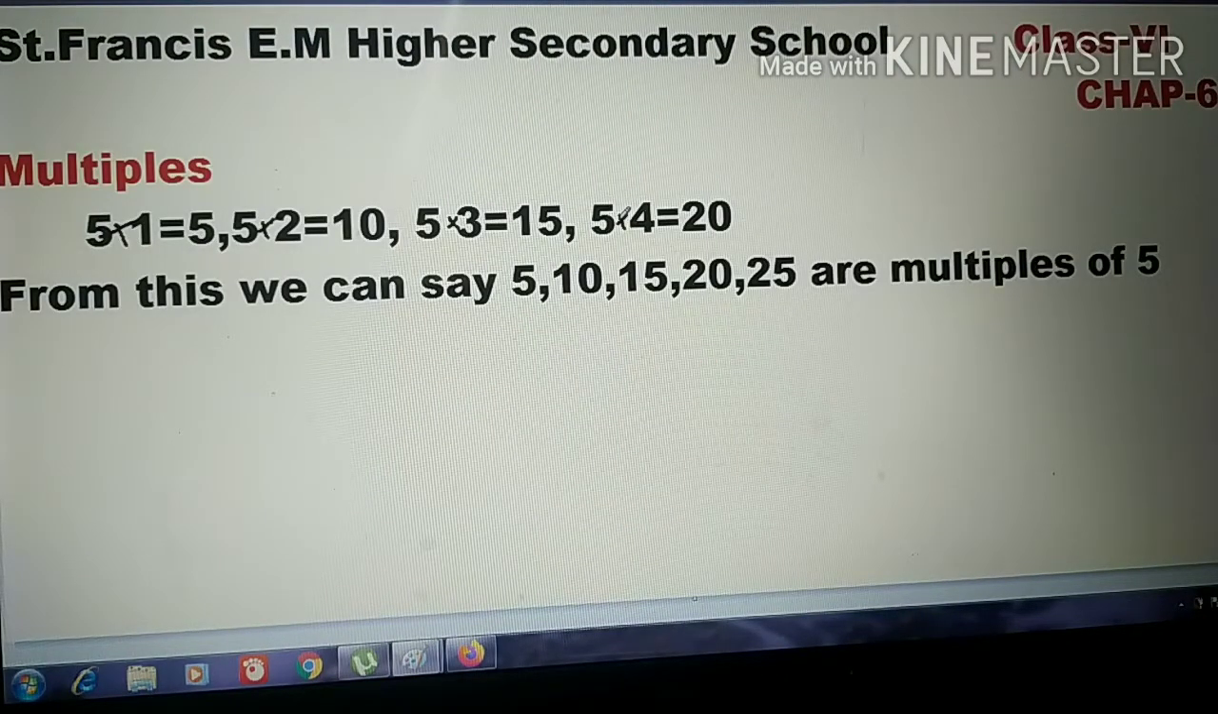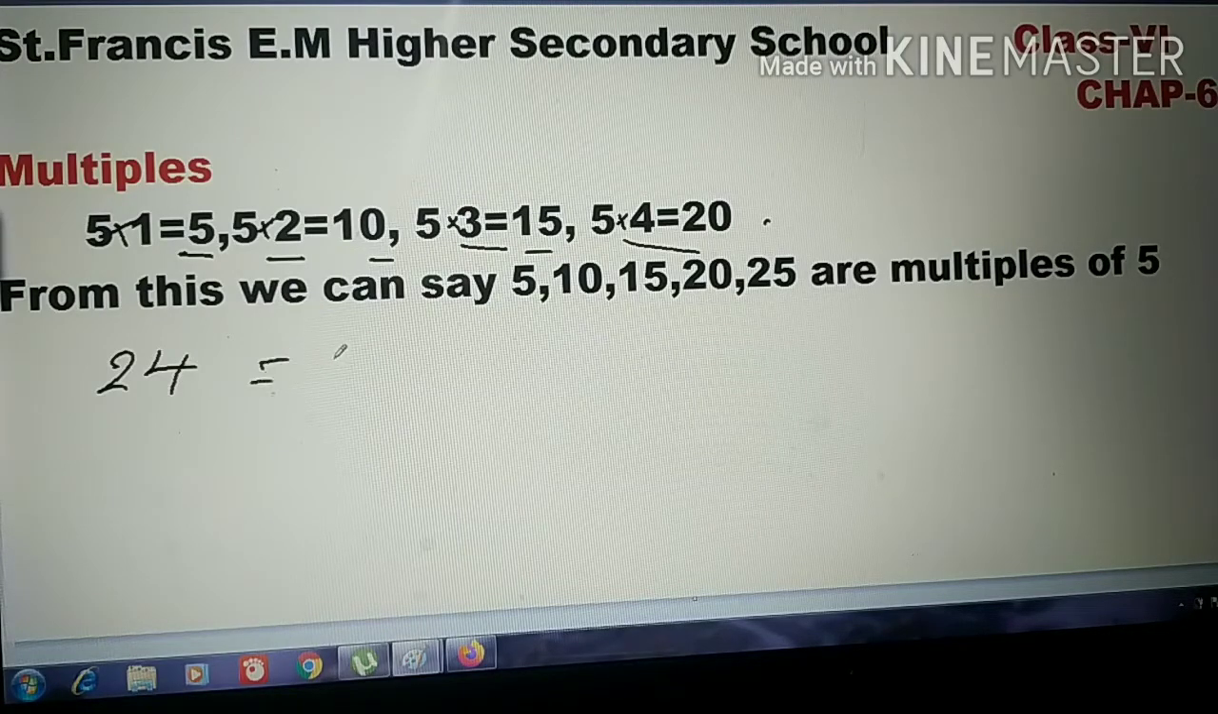See, 5 into 1 is equal to 5. 5 into 2, 10. 5 into 3, 15. We know this is the fifth table, right? So if you multiply 5 with natural numbers, you will get all these numbers. From this we can say 5, 10, 15, 20 and so on, all these will be called multiples of 5. Understood this one?